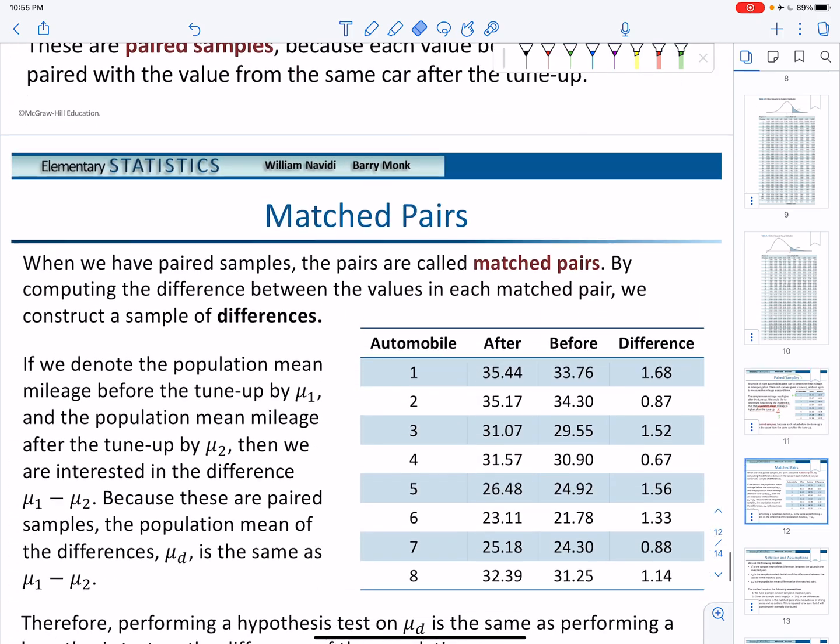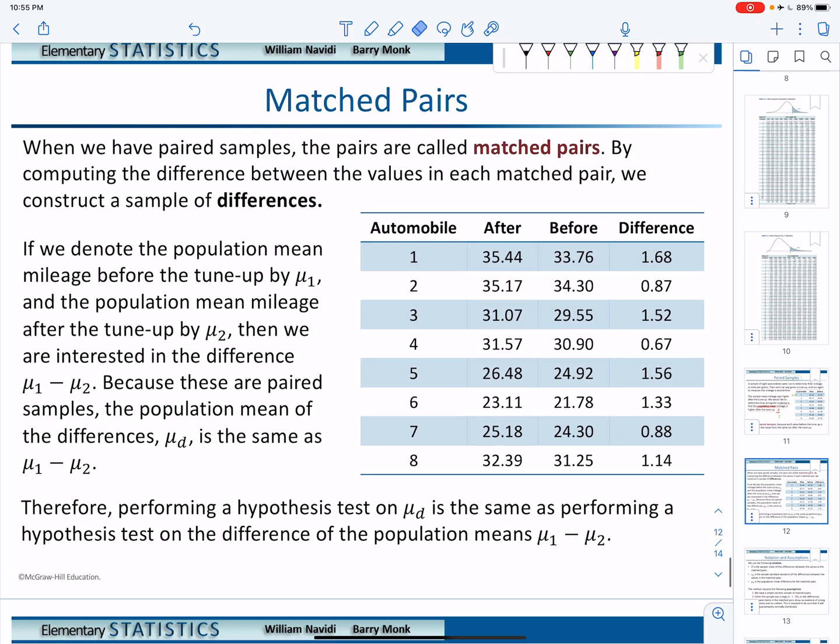Let's move on here. Matched pairs. When we have matched pairs samples, the pairs are called matched pairs. By computing the difference between the values in each matched pair, we construct a sample of differences. All right, well, let me read on a little bit and then I'll talk more about that as it pertains to this chart or this table.